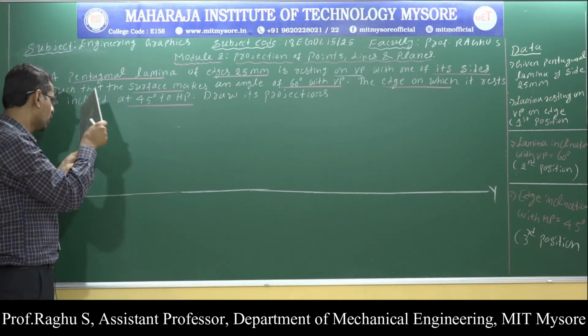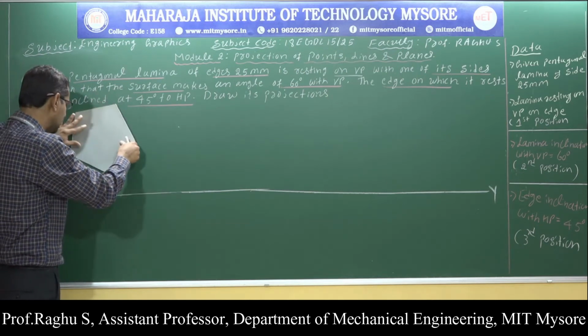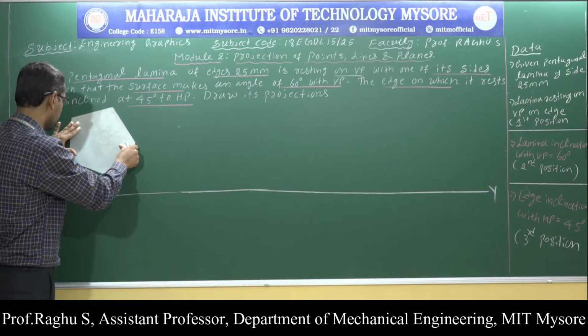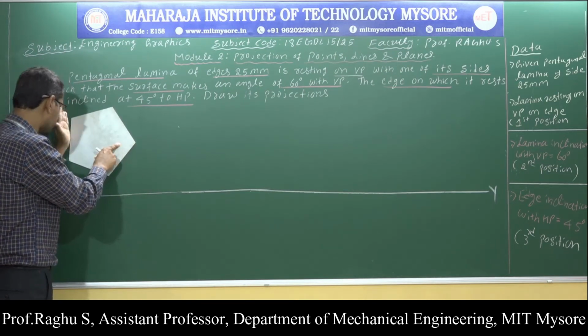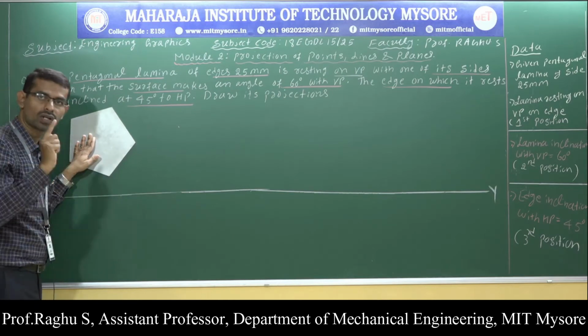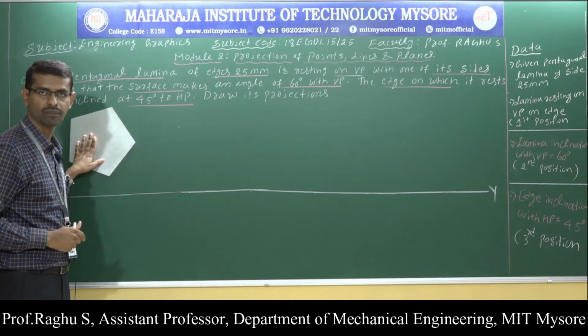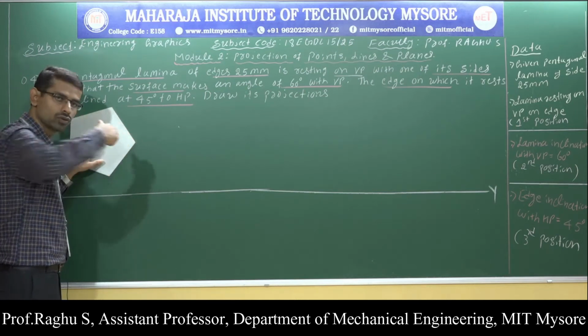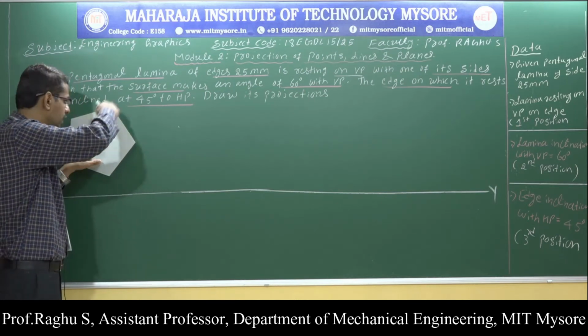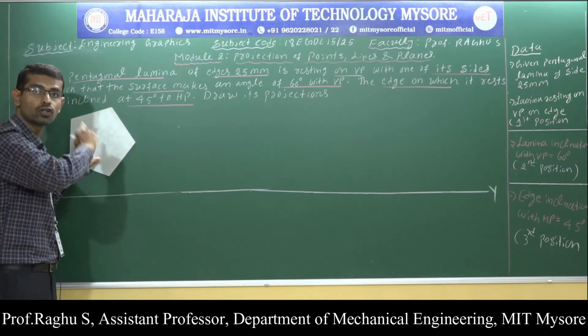Right, therefore, first place the lamina completely on VP like this, such that the resting side should come towards your left side like this. Now construct the pentagonal lamina. So this is the front view. In the front view, I am going to see the entire lamina, that is called the true shape.